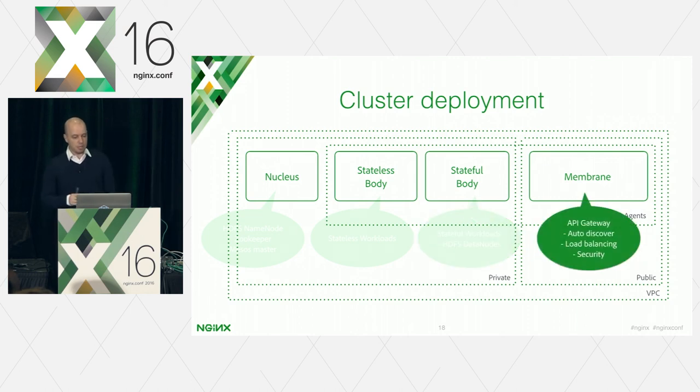And the last piece of our cluster is the membrane. On the membrane, we have the API gateway, not to be confused with the gateway that we have at the Adobe I/O level. That is a different gateway, but it runs kind of the same application. It has auto-discovery, load balancing, and security on top of it. So this gateway knows how to discover all the applications that are running in our cluster. So when you deploy a Docker container, it will know where to go, and it will be available just by writing the name of that application in the URL.